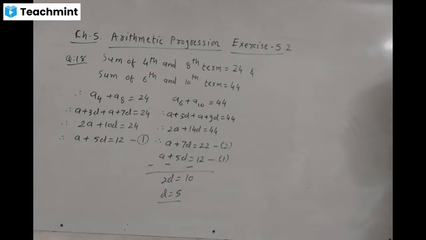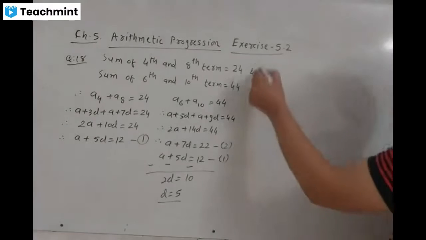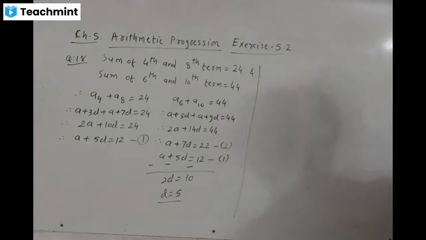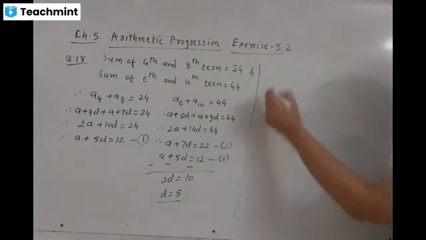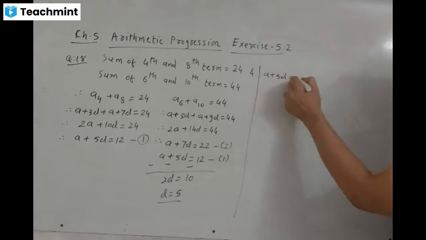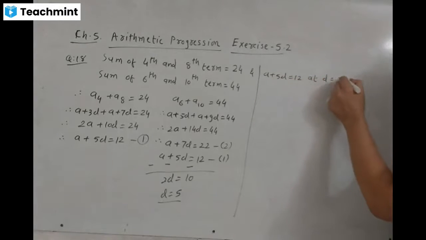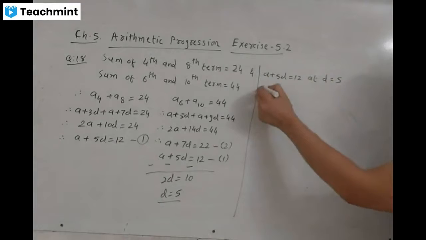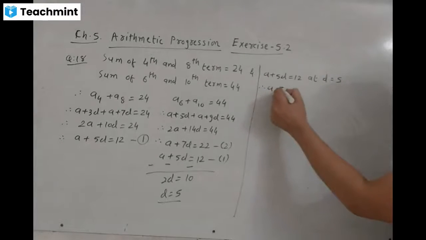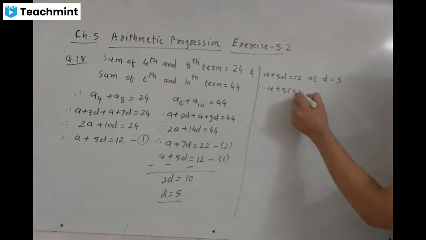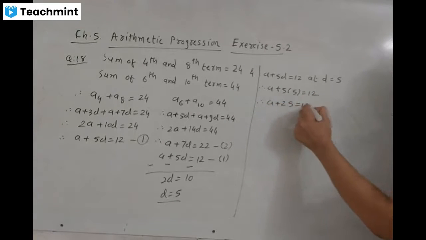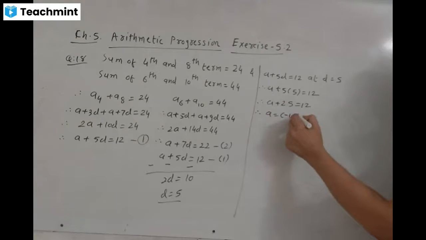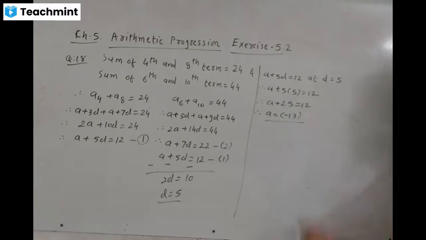To find the first three terms, we need to find A and D. Here D is equal to 5. Put this value of D in equation 1, or equation 2. A plus 5D is equal to 12, so A plus 5 into 5 is equal to 12. Therefore A plus 25 is equal to 12. What is the value of A? A is equal to 12 minus 25, that is negative 13.